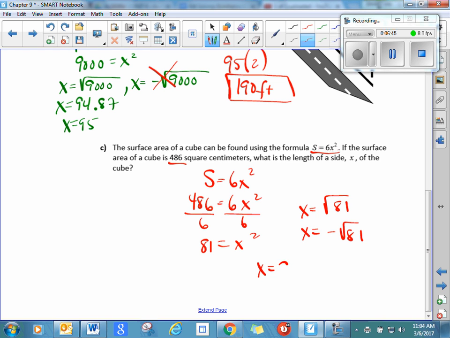So x is equal to 9 or negative 9, but we're being asked to find the length of a side of a cube. So the negative answer makes no sense for our word problem. So the answer is 9 centimeters.